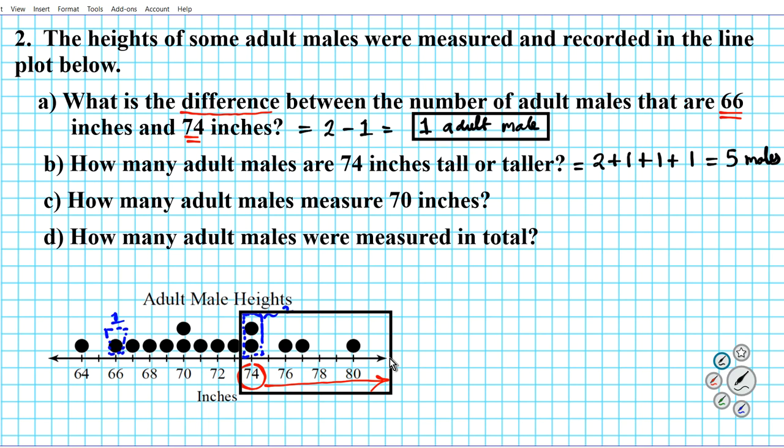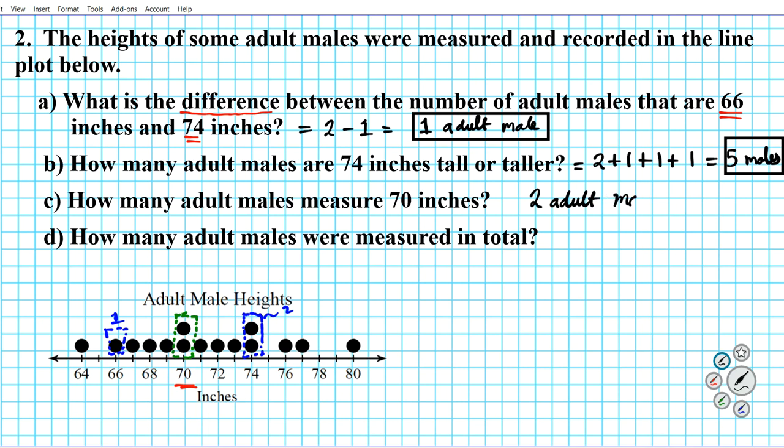Okay, all right, let's take this out of there. Okay, the C part. How many adult males measure 70 inches? Okay, so this one is pretty straightforward. We identify 70 inches on the axis, so that's 70 right there. And then look at the frequency. How many dots are there above it? There are 2 data points, 2 points above it. So that represents 2 adult males. Okay? So the answer to 2C is there are 2 adult males that measure 70 inches.